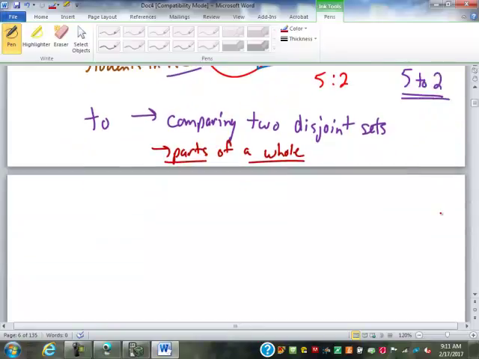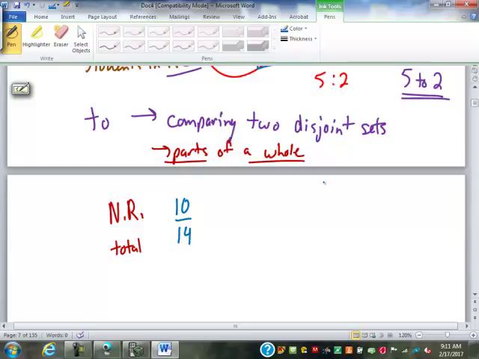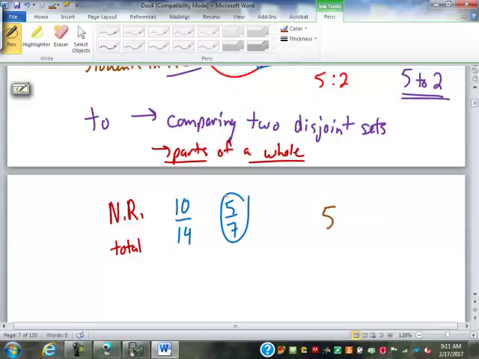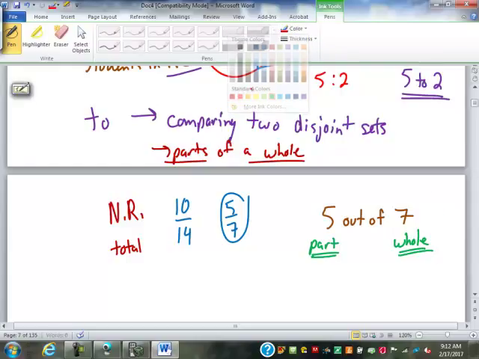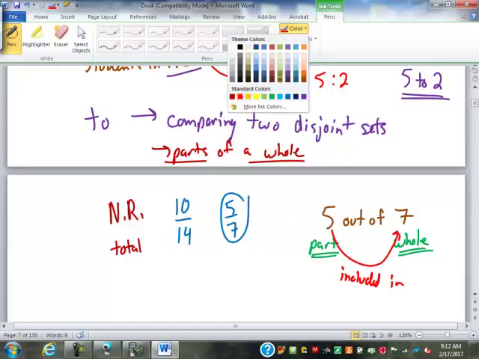I could have done a similar ratio here to compare New Richmond students to total students in the class. And that would have been, of course, 10 to 14. I should use 10 to 14, 10 out of 14, which could be reduced to, of course, 5 out of 7. Now you'll notice I corrected myself and I used the words, instead of 5 to 7, I used the words 5 out of 7. The reason I did that, when the wording is done like this, is part of a bigger set. This is the whole set. The 5 here would be included in the 7. Does that make sense?